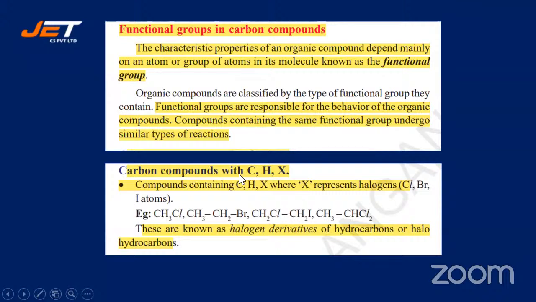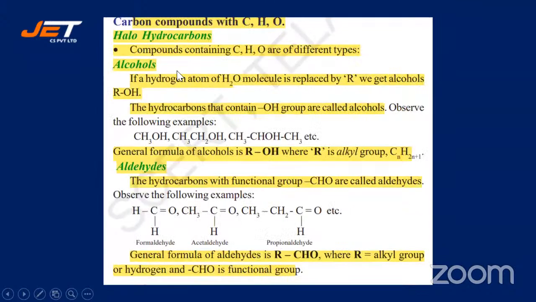So here you can see carbon compounds with C, H and X. Here X represents halogens, that is Cl, Br and I. These are known as halogen derivatives of hydrocarbons or halohydrocarbons. Next, with CHO, so compounds containing CHO are of different types.